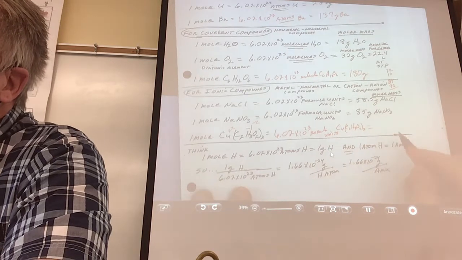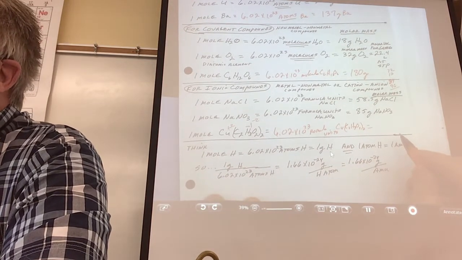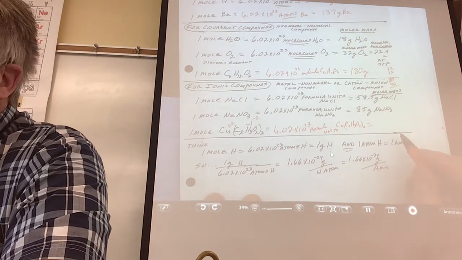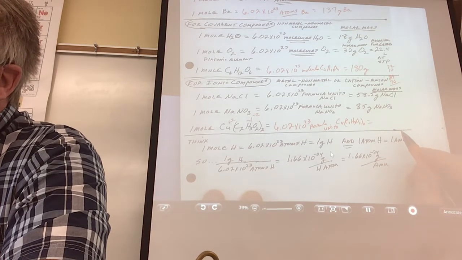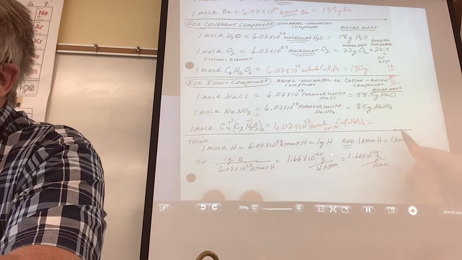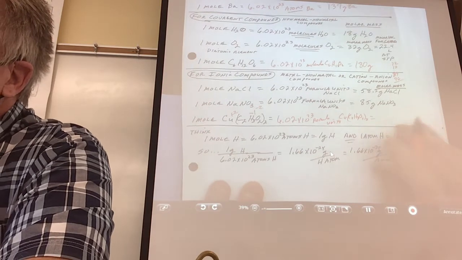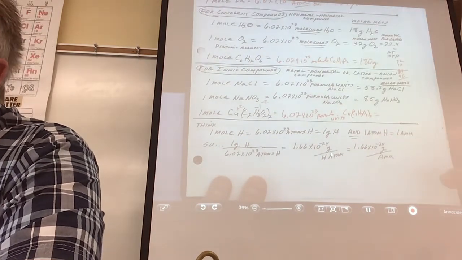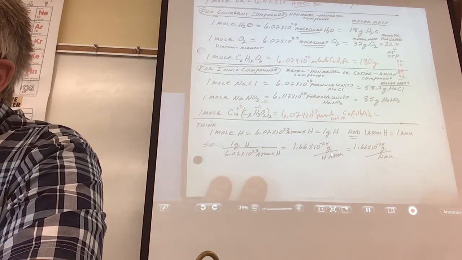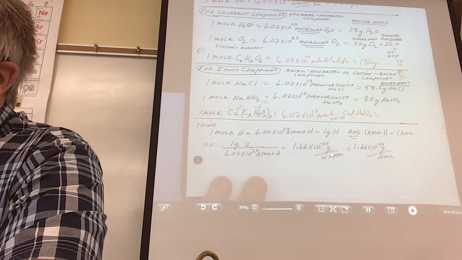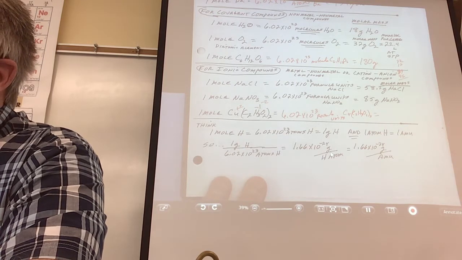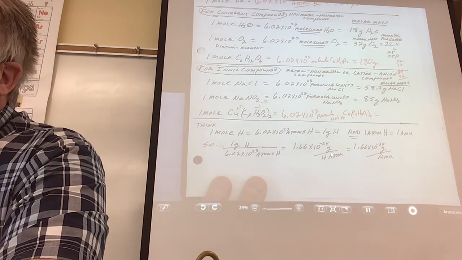Now, how in the world do you do this one? How do you find the molar mass for this guy? Well, first I distribute that 2 to each of the individual atoms of acetate, so the 2 becomes a 4. If you have a calculator, you could try this. So how many coppers? 1. How many carbons? 4. How many hydrogens? 6. And how many oxygens? 4.